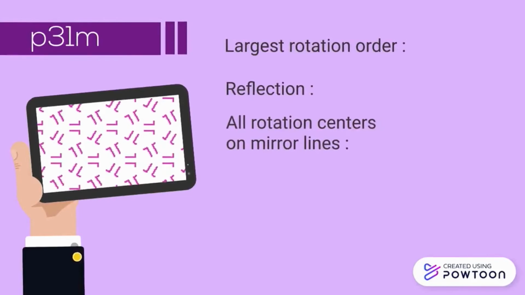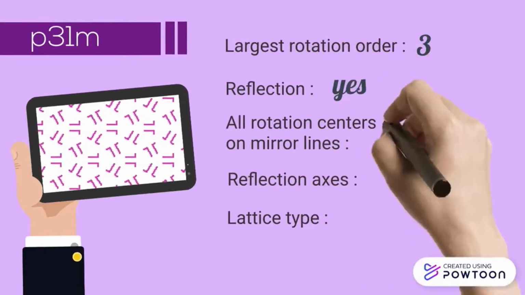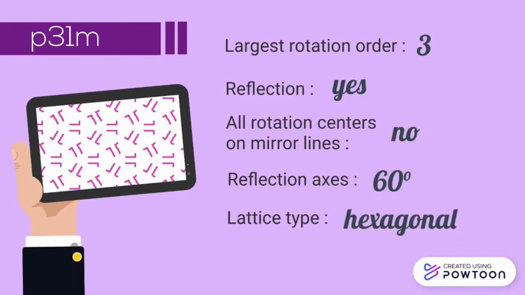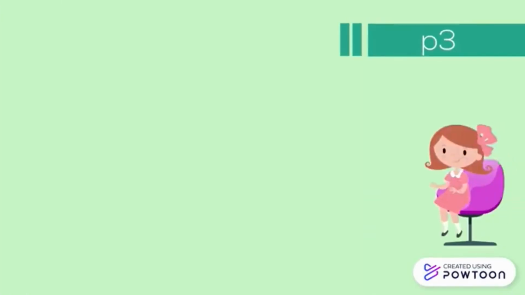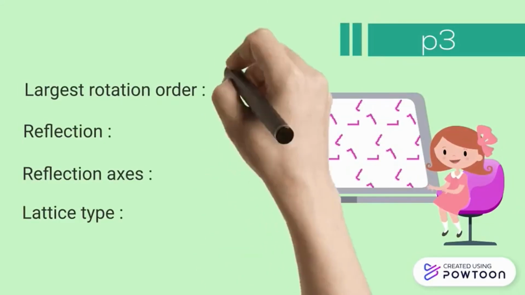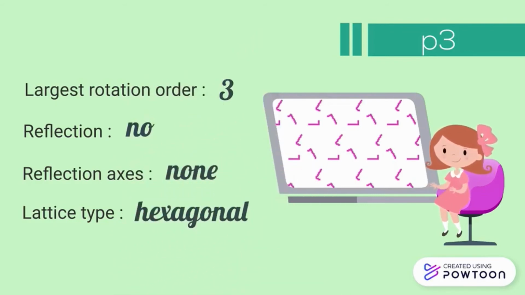P31M is quite similar to the previous one, where it also contains reflections, a largest rotation order of 3, and a lattice that is hexagonal. However, only some of the centers of rotation lie on the reflection axis. P3 contains a 120-degree rotation, that is, a rotation of order 3, and a lattice type of hexagonal.